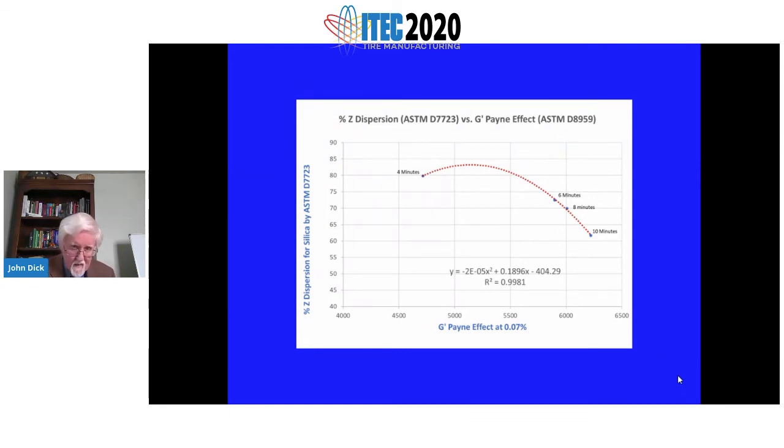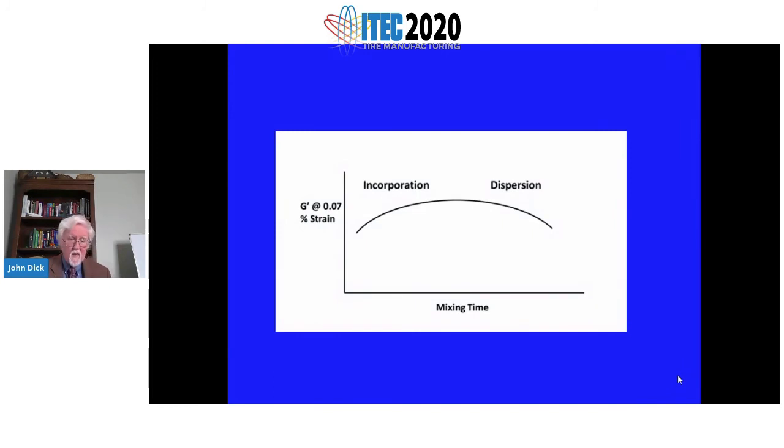Like on the next slide, you will see what I'm talking about, where the G prime in the incorporation phase actually goes up with mixing time, but then it starts going down with dispersion time.